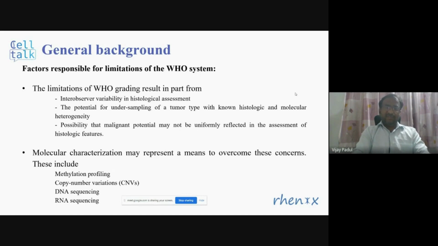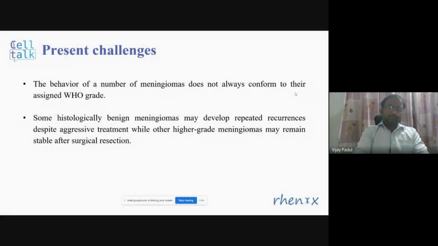So these are the limitations, and they have tried to integrate different molecular methods such as methylation profiling, copy number variation profiling, DNA sequencing and RNA sequencing into the grading of the meningioma systems.